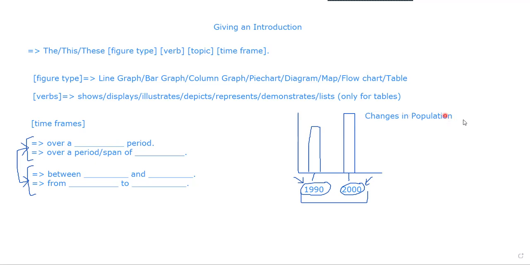That is your topic. Population. Exactly, changes in population, right? Okay, so now, the bar diagram represents, take it from the top. Changing population.